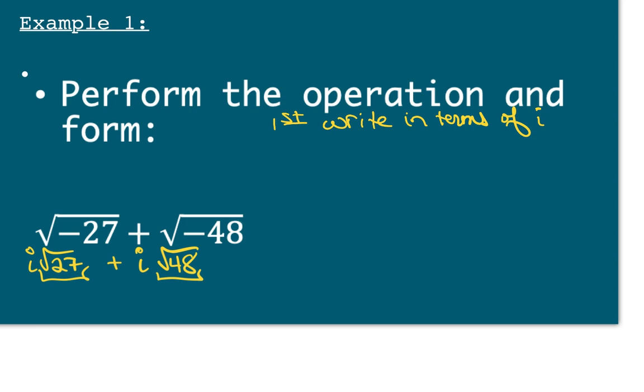The largest perfect square that divides evenly into 27 that I can think of is 9. So I'm going to write 27 as 9 times 3. I'm going to come up here off to the side so I have more room. I'm going to write i square root 27, and instead I'm going to write i times the square root of 9 times the square root of 3. Now I have a perfect square here that I can evaluate. And I'm going to say plus i times the square root of 48.